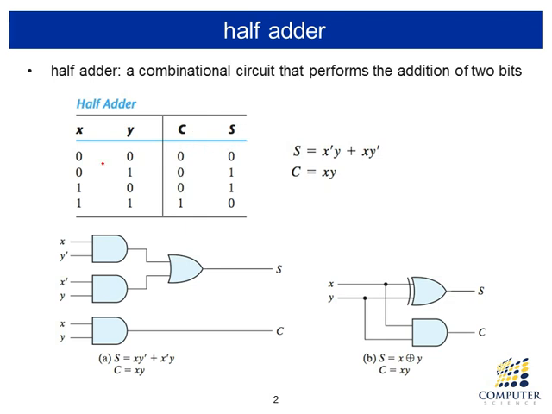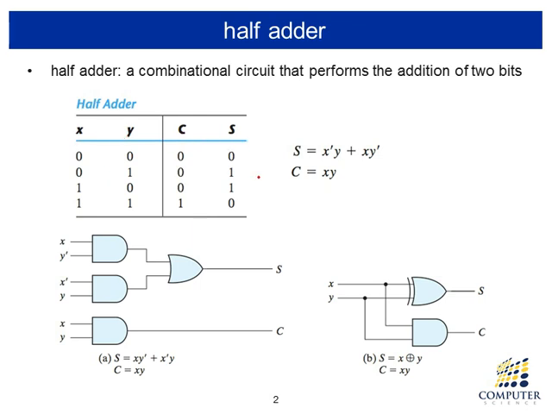So if we have both 0 and 0, sum is 0 and carry is 0. If x and y are 0, 1 or 1, 0, sum is 1, but carry is 0. When both x and y are 1s, then we have a sum of 0 and carry is 1. So this is the truth table for half-adder. We have two inputs and two outputs.